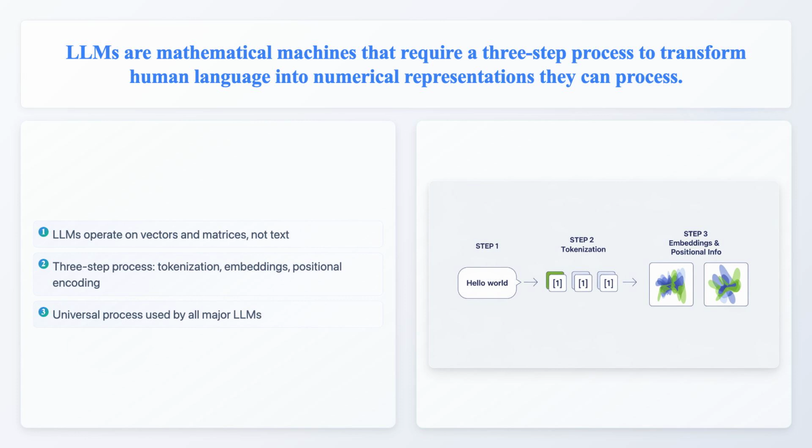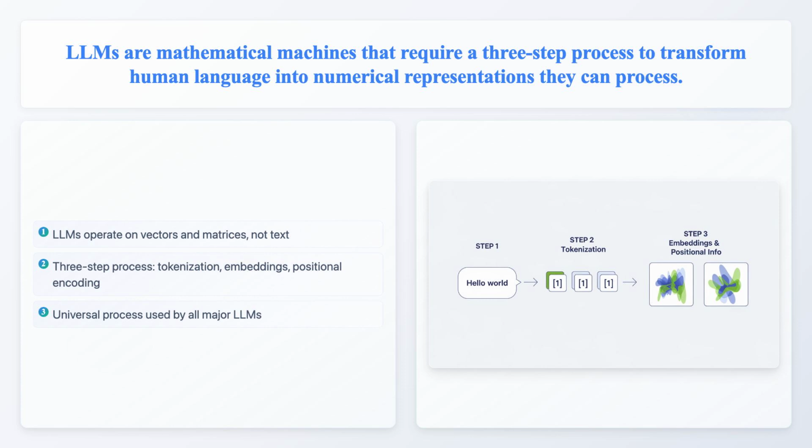Let's begin our journey into the LLM by understanding a fundamental constraint. These models don't actually understand language the way humans do. At their core, LLMs are mathematical machines operating on vectors, matrices, and numerical computations. When you type, "Hello, how are you?" the model doesn't see letters or words, it sees arrays of numbers. This creates our first challenge. How do we bridge the gap between human language and machine mathematics?